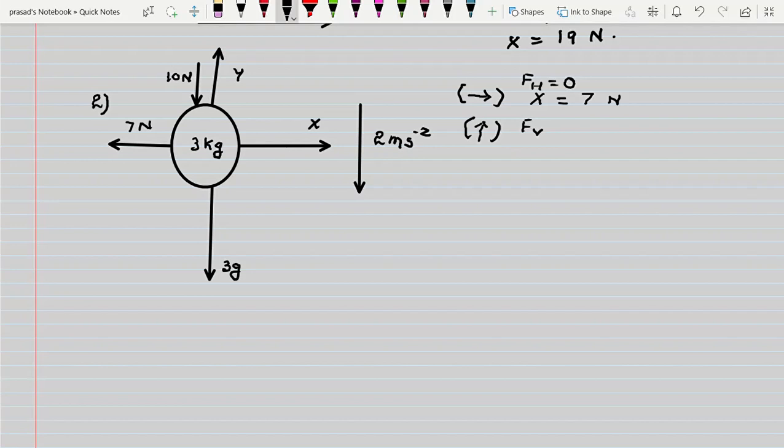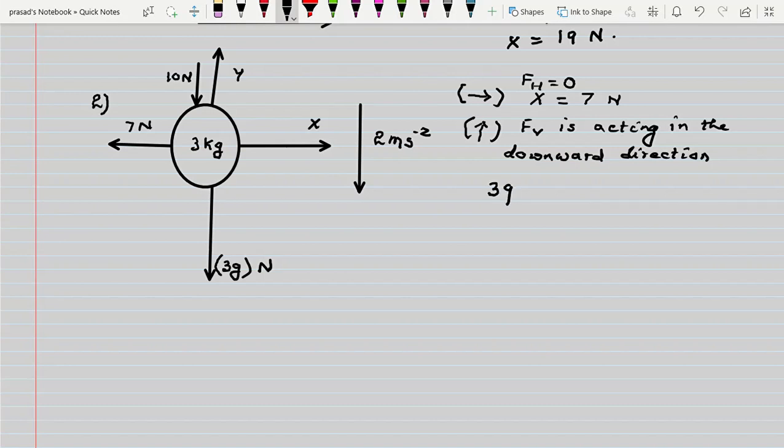Okay, so vertically the resultant force Fv is acting in the downward direction. Which means the resultant force will be total force downwards. Now, what are the downward forces acting here? One is 3g Newton and another is 10 Newton. So total force acting in downward direction is 3g plus 10 minus total force acting in the upward direction, and that is y. And by Newton's second law, this will be equal to m into a. So keep this step in mind, how to find out the resultant force.